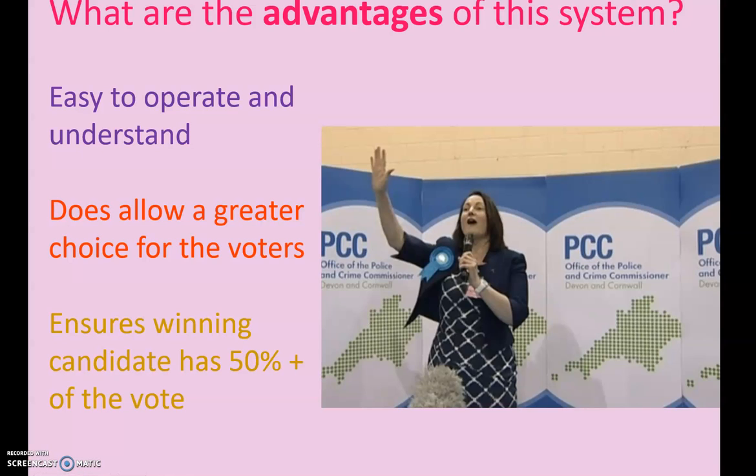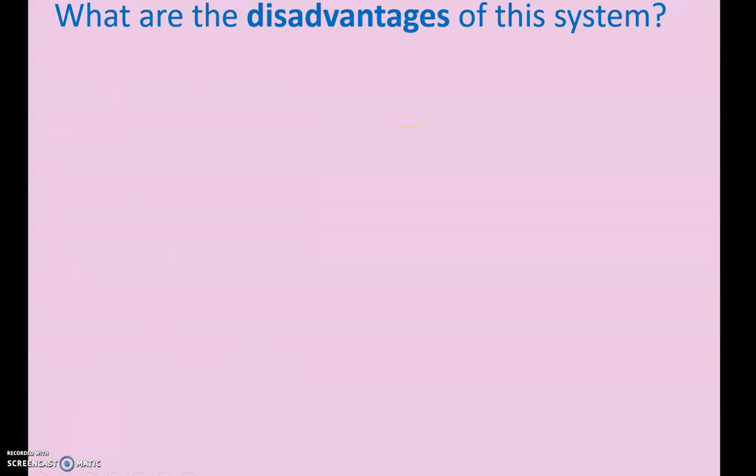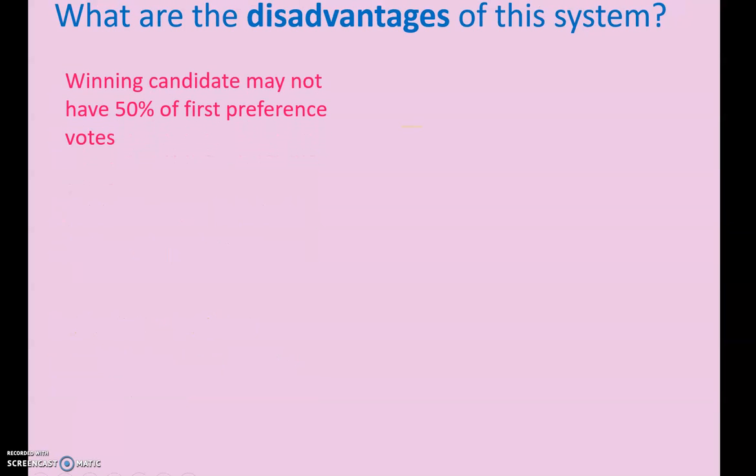And as I said, the winning candidate usually gets 50% or more of the vote, which again, if you're electing one person for a position, that might be seen as a good thing because it gives that kind of legitimacy. There are some disadvantages though. Sometimes the winning candidate might not get 50% of the first preference votes, but still go on to win.